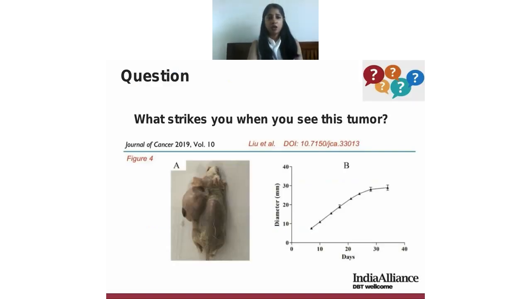So question, this is a mouse with a tumor. And I mean, tumor biologists would be using mice as models. But what strikes you when you see this particular mouse? Anybody? Is it usual? Is it unusual? So I'll go ahead and answer.